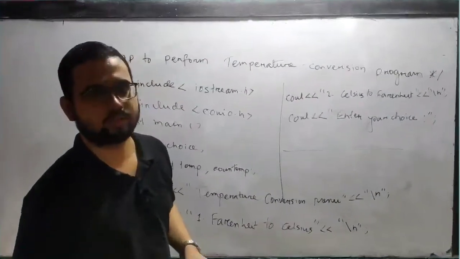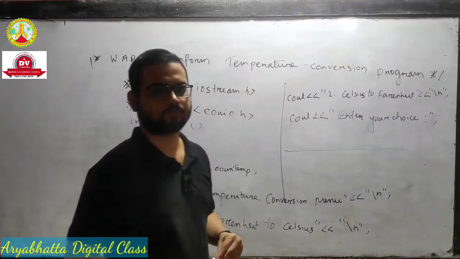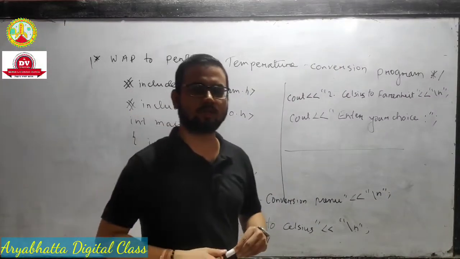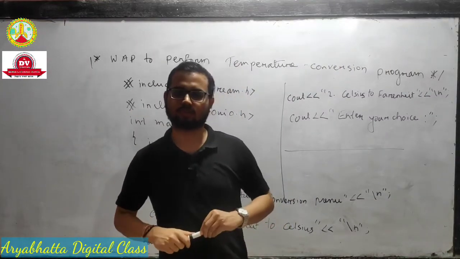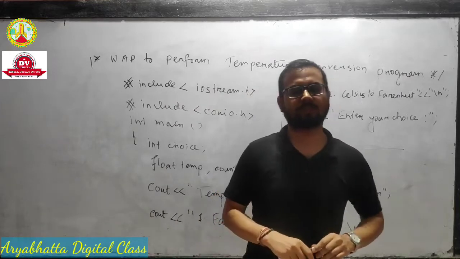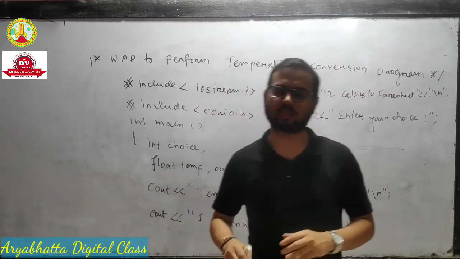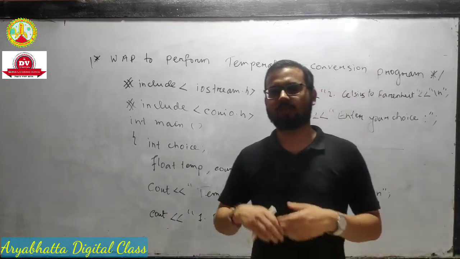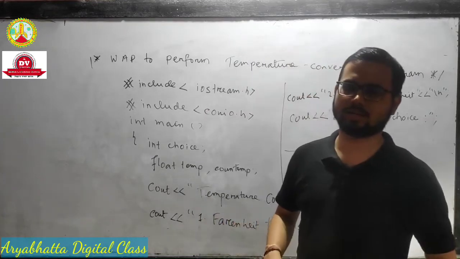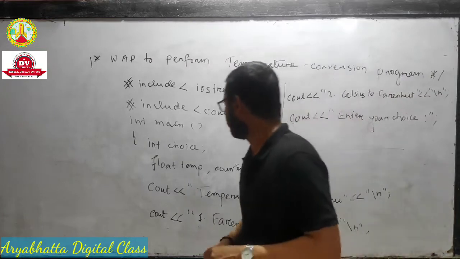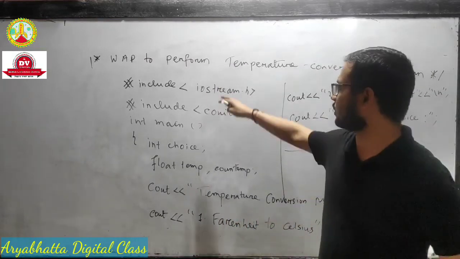Okay students, this is our third class. We already did two classes. In the first class, we covered the basics: tokens, identifiers, and an addition program. In the second class, we discussed loops and if-else decision making. This is our third class.